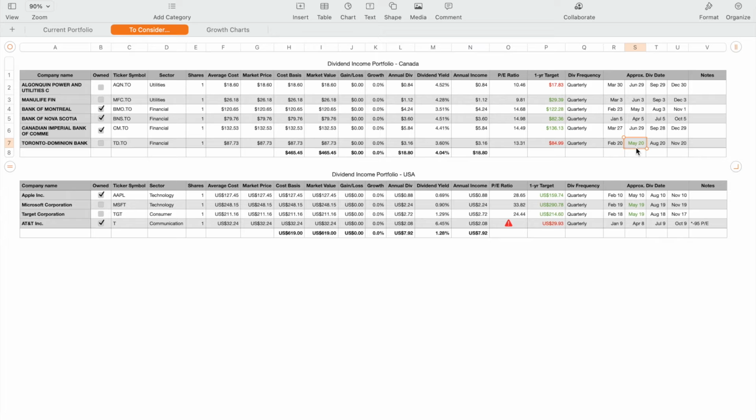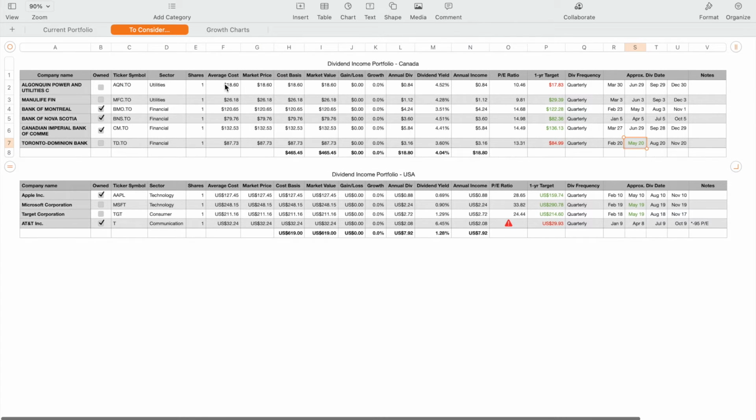So I programmed the table to change any date that is within a 2-week period to show the color green, and this just helps me to pick those specific companies out and assess whether I should be buying before the dividend is paid out, the ex-dividend date essentially, or if it's not a really good time to buy. And that's pretty much a rundown.